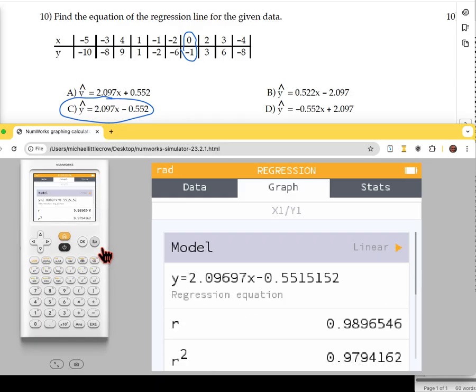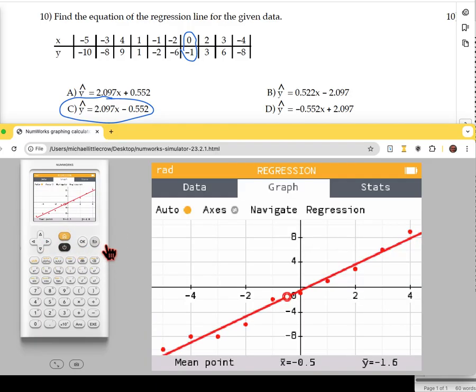And let's see, how do we get back there? I want to get back to the graph. Oh, I guess hit back enough. And you see the points really do follow the line very well. So that's a very strong correlation.